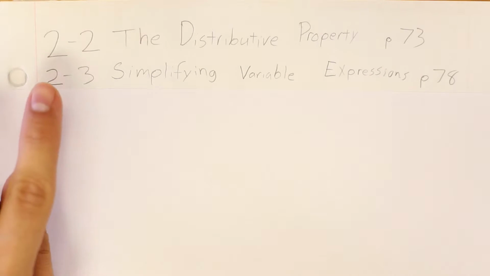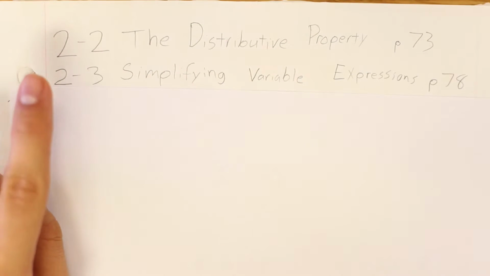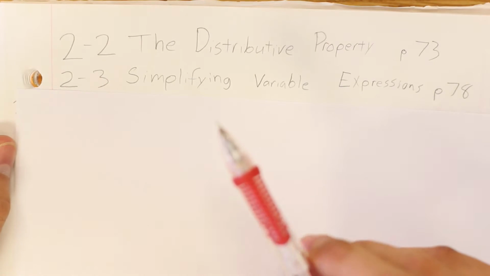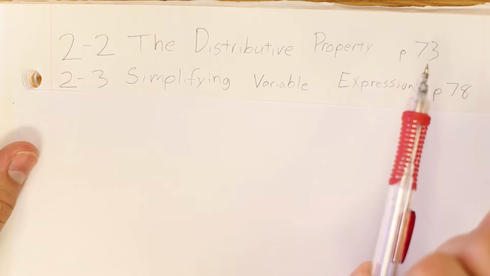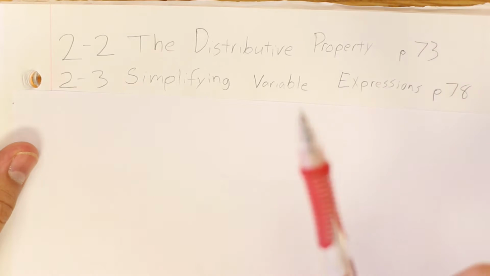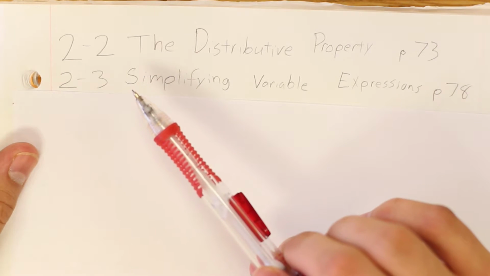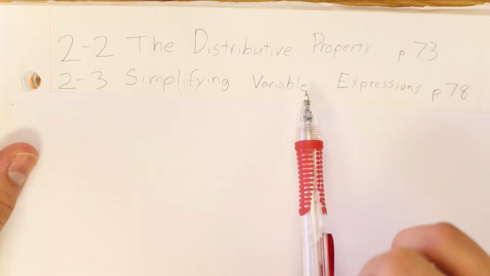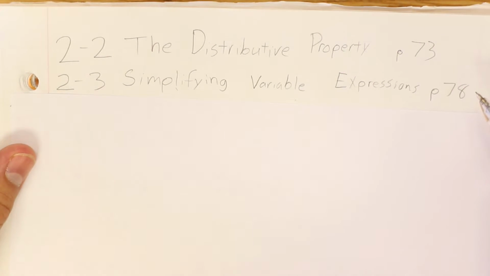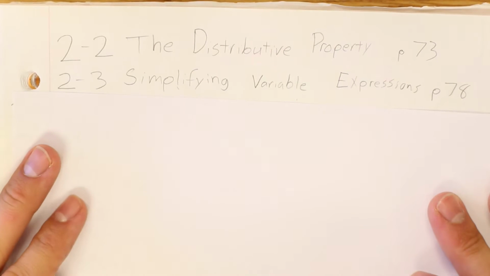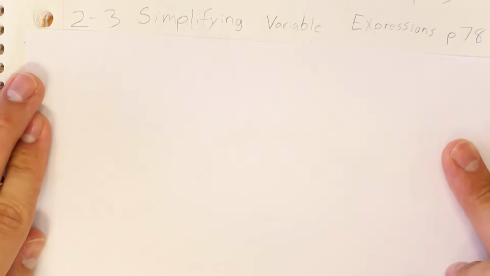Today we'll be looking at section 2.2 and section 2.3. Section 2.2 is called the distributive property. It is found on page 73. And the next section we'll be looking at is simplifying variable expressions, and it is found on page 78. Please follow along and I hope you enjoy the ride.